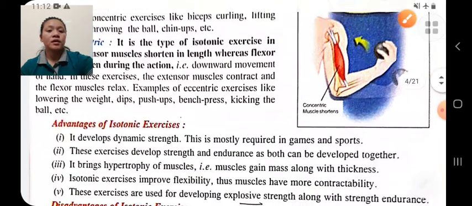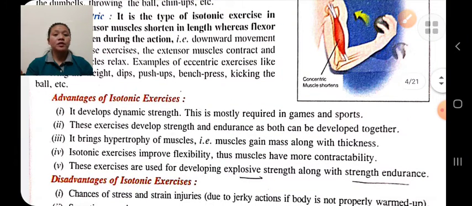Next are the advantages. What are the advantages of isotonic exercise? Isotonic exercise helps to develop dynamic strength, and in most games dynamic strength is required. Isotonic exercise brings hypertrophy of the muscles. The muscles gain mass along with thickness.